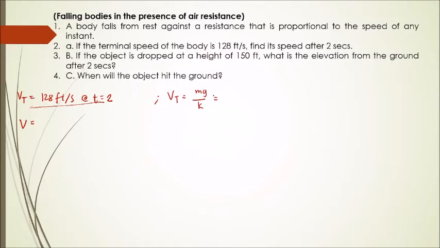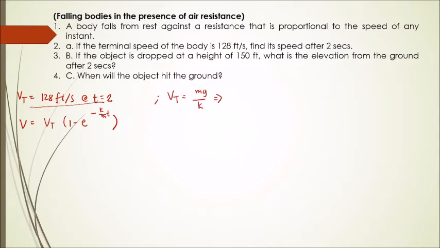We can just equate. We don't have the mass, but we can have k over m. So, let's try this. We rearrange this equation. Remember, our exponent here, this is v, which is vt times 1 minus e to the negative k over m times t. So, this is the trickier part here.